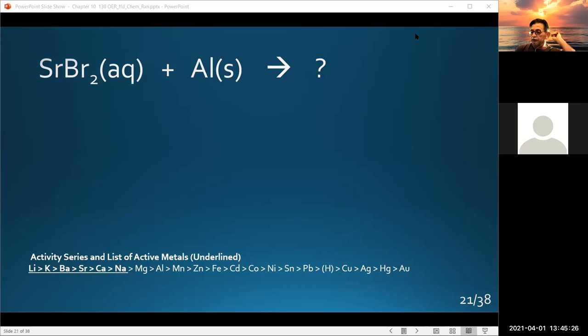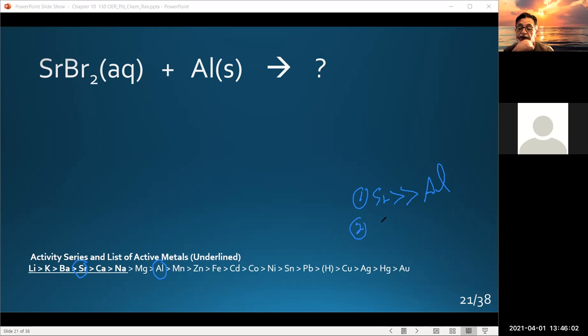Let's take a look at this one. We've got strontium bromide and aluminum. So let's find them. We find aluminum sitting right here, and strontium sitting right there. So number 1, Sr is a lot more reactive than aluminum, based on the activity series.